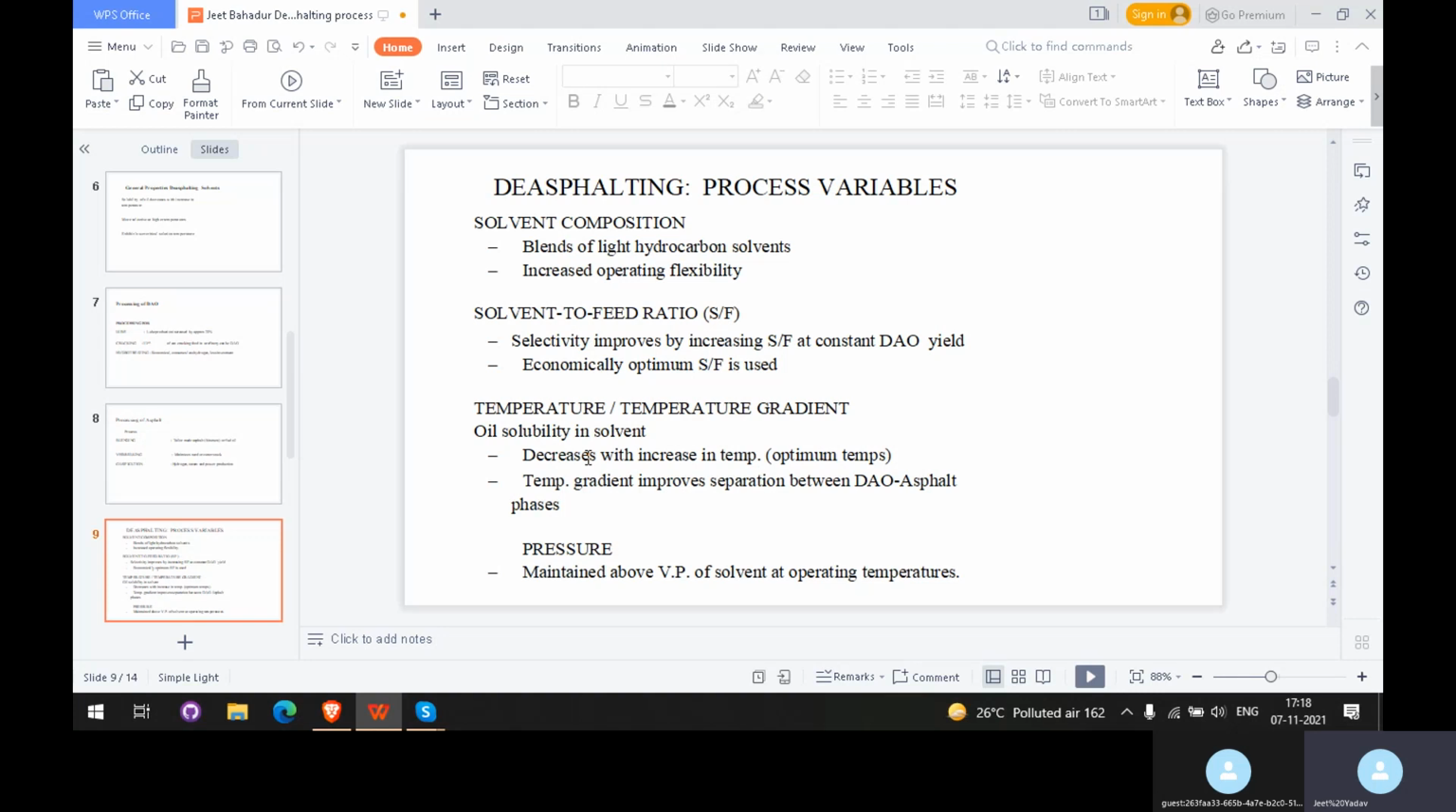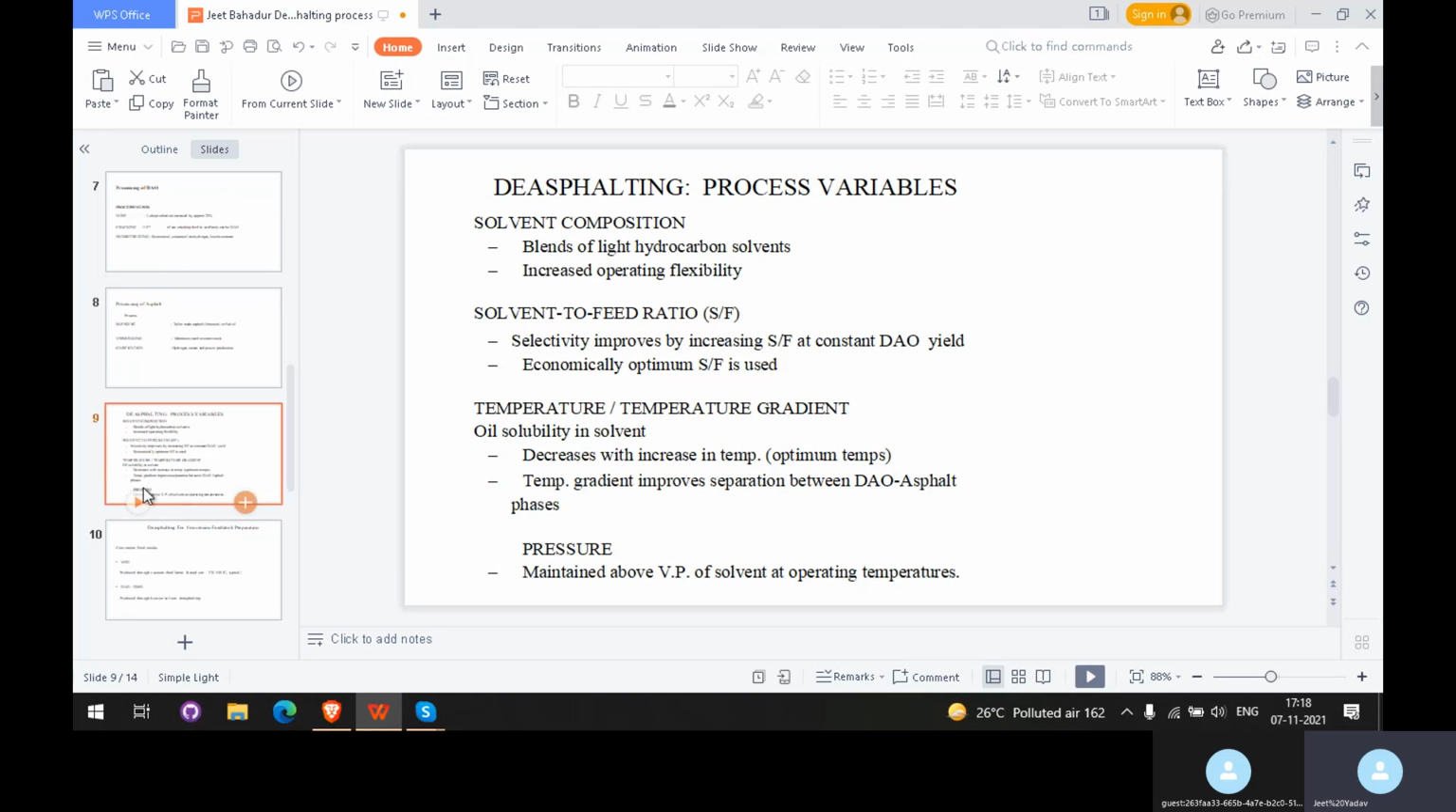And the fourth one is the pressure. The pressure is basically maintained above the vapor pressure of the solvent at operating temperatures. So these are the process variables which we use in the de-asphalting processes.